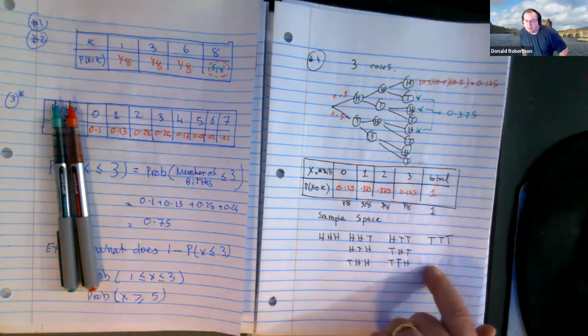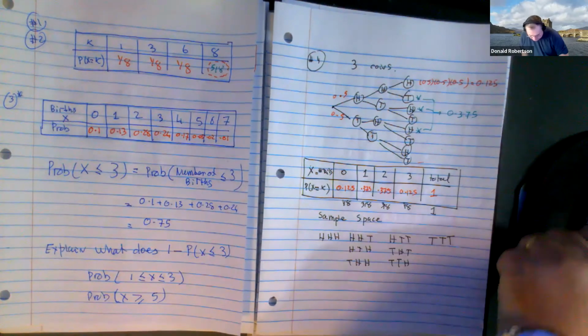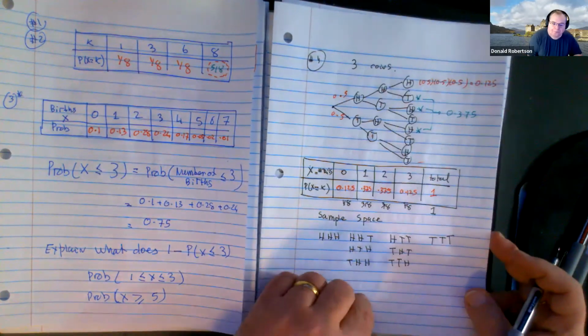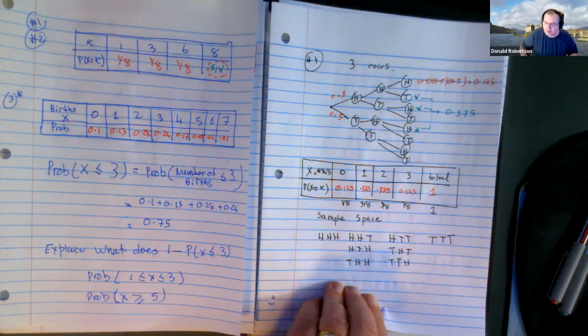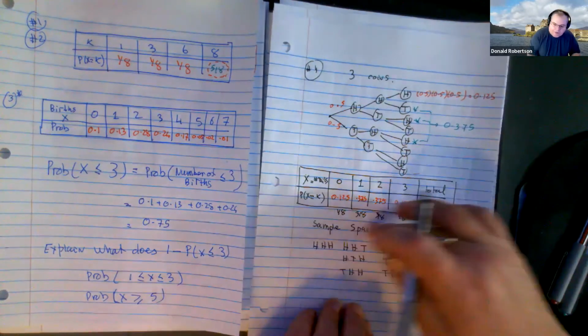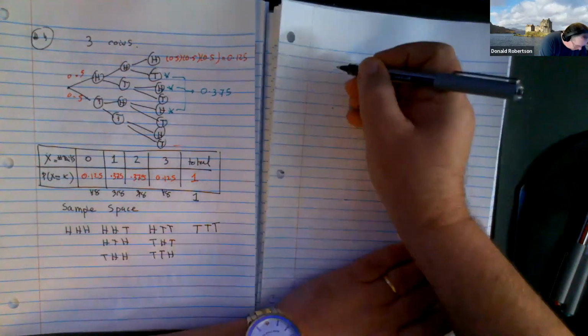Do you like this way better than that? You don't care? They're both about the same? Yeah. Both work. Pick whatever one works for you. I do not like doing tree diagrams for more than 3 things. So if it was 4 things, I would be doing one of these tables. Are we good?